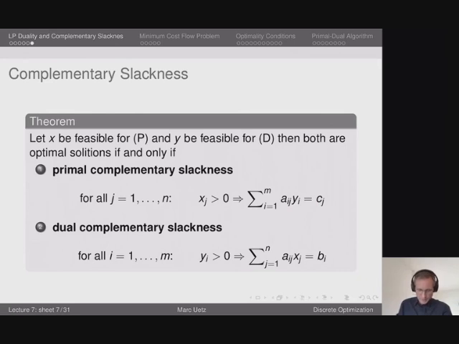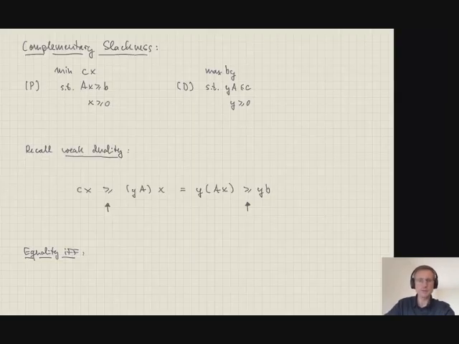And likewise, for all the dual variables going from 1 up to m, whenever such a dual variable is strictly larger than 0, then the corresponding primal constraint must be fulfilled with equality. And remember, the original primal constraints were larger or equal constraints here. So if these slackness conditions are fulfilled, we have optimal solutions to both problems, primal and dual. And the proof is quite simple when we just write down the chain of inequalities for weak duality. Okay, so let me do that.